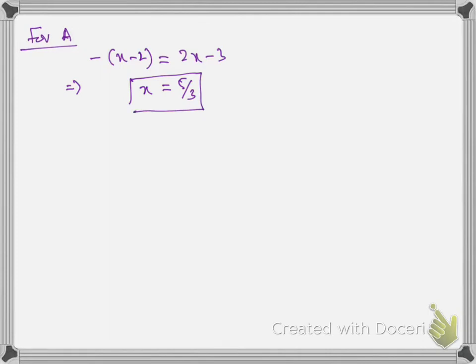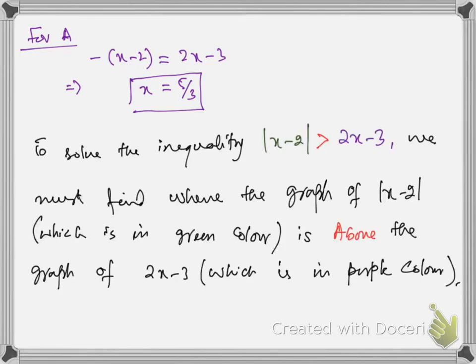Now we have to write the solution, which is the most important part of this question. For that, we need to observe where the green graph is above the red graph or purple graph. That is, where the green graph is above the purple graph. We have to find that region.